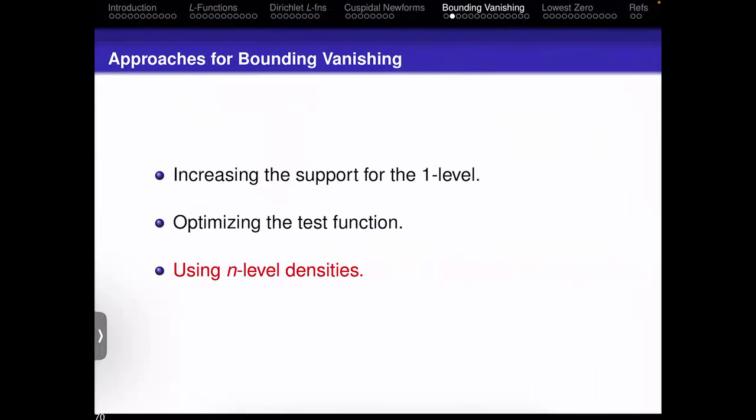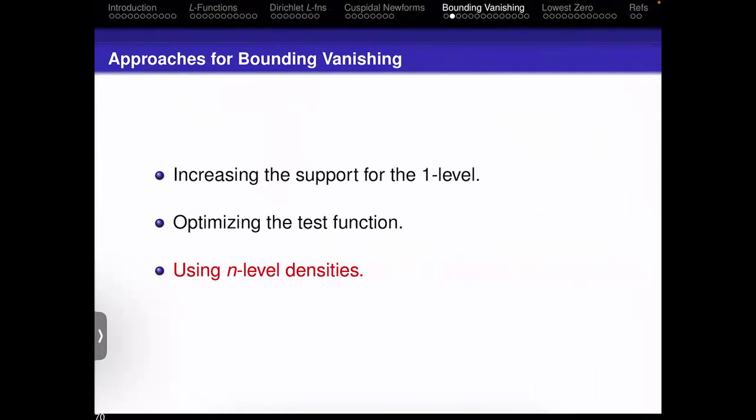Now an application of this is to try to get better results about bounding at the central point. How many zeros do we have? How far do we have to go before we see more zeros? There are three main approaches you can take. One is you can try to increase the support, either for the 1-level or the n-level. For the most part, we've basically hit the wall on that.